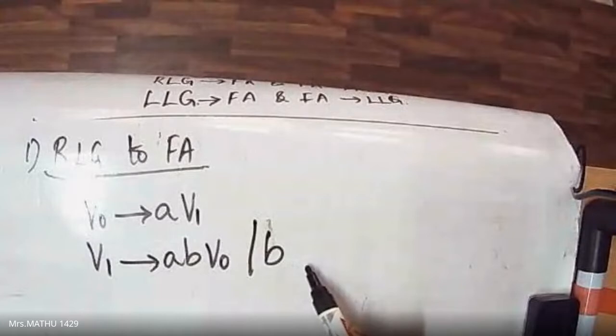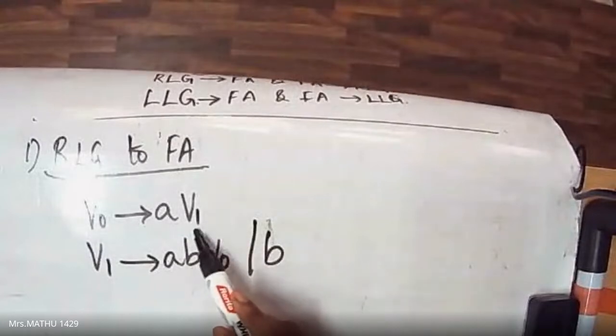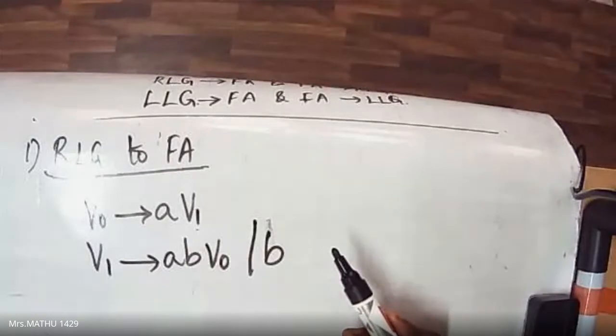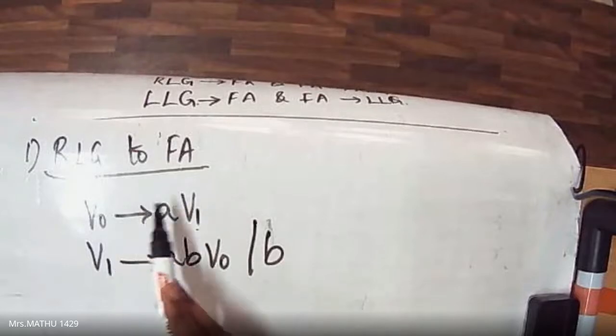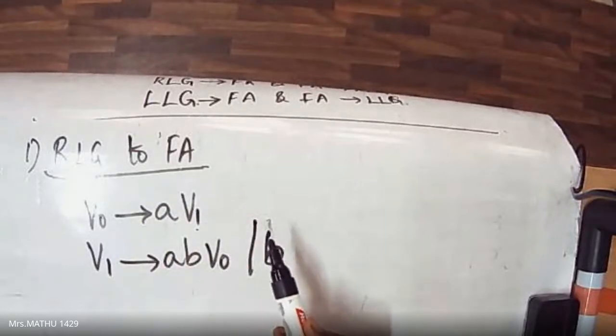So let us take this grammar. B0 gives aB1, and B1 gives aB B0 or b. This is the grammar given. You can see that on the right hand side of the production we have at most one variable, zero or one variable, and that variable is present at the right end of the production. So now to convert this, this procedure we have already discussed in the previous class. I hope you remember.